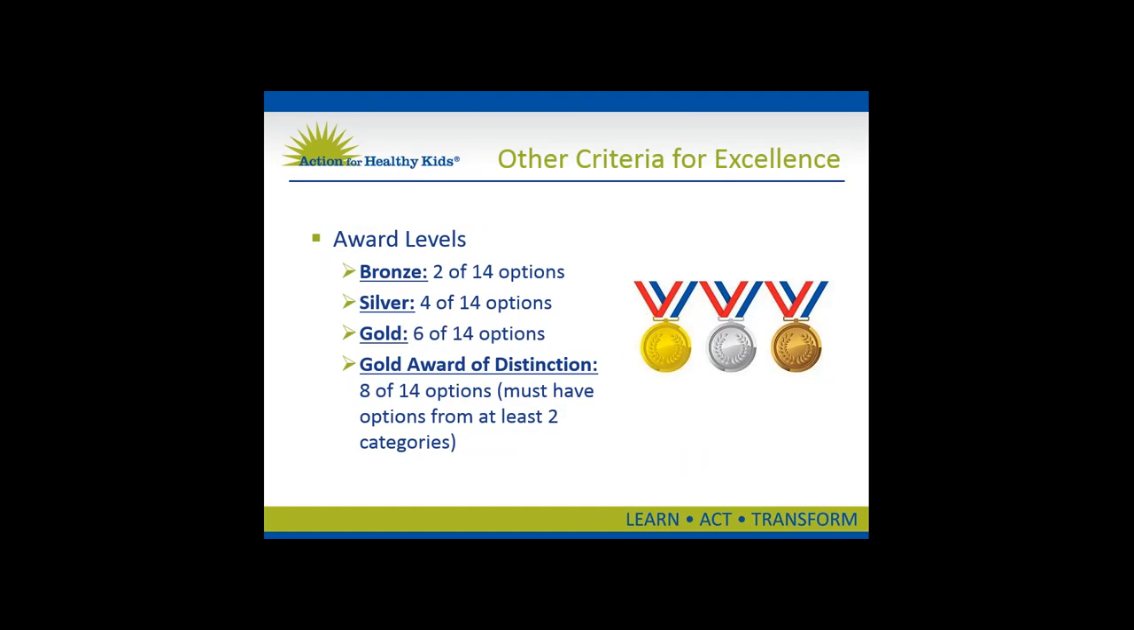There are a total of 14 options to choose from in this section. To qualify for the bronze level, your school must meet 2 of the 14 options. For silver, you must meet 4 of the 14 options. And for gold, you must meet 6 of the options. Then for gold award of distinction, your school must meet 8 of the options or more in one of the categories. You must meet 8 of the options in more than one of the categories.